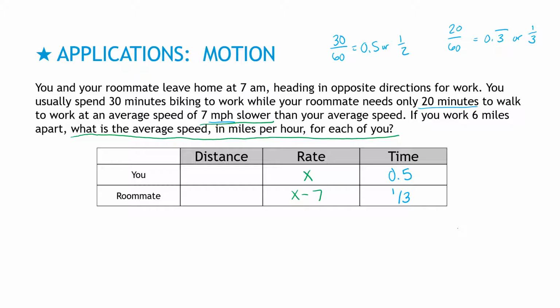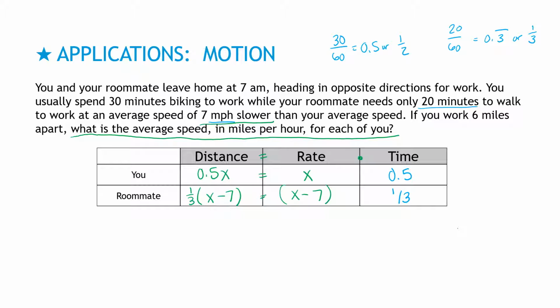This one's a little bit different than the last one. Last one we said, hey, it's the same distance each way. Before I set up the equation, let's go ahead and do this part, which we know, which is distance equals rate times time. So this would be 0.5x, and this one would be 1/3 times x minus 7. So I just multiplied just like I did on the last one.